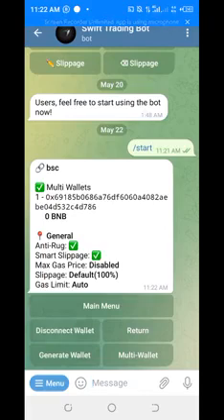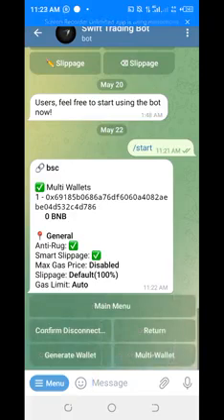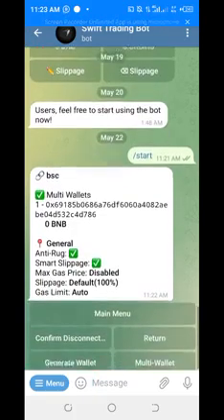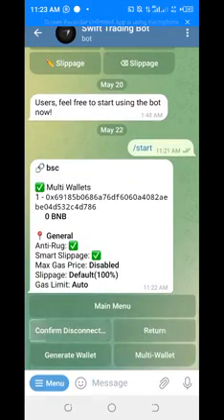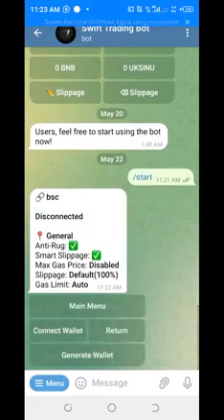Okay, so now let's disconnect. I've disconnected already. Okay, next you see these are gonna appear to you. Connect wallet. You can generate wallet. You connect wallet, that is, if you have an already existing wallet, you can connect it here. But it's usually advised to create a new wallet. Don't connect your old wallet. Create a new wallet. Understand?